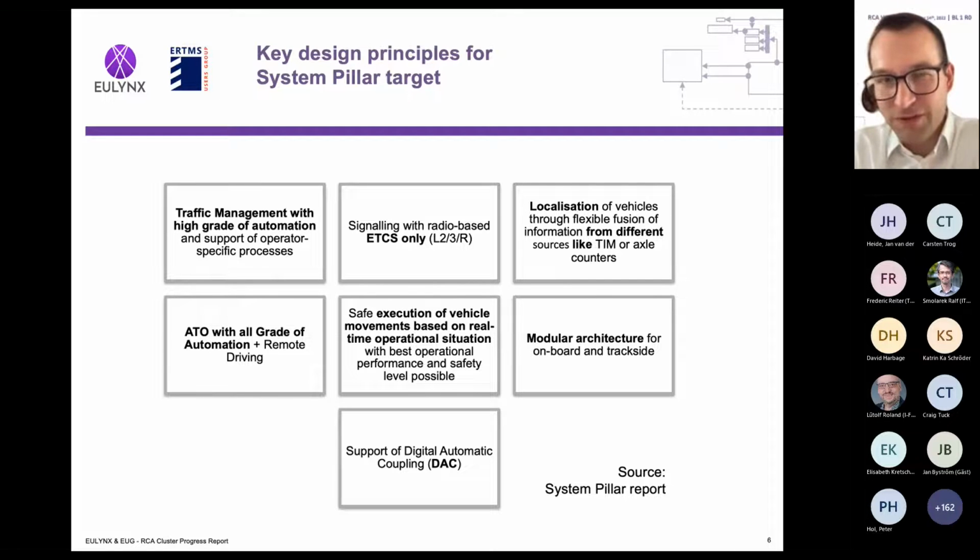And when you look at this, I think you can clearly see from all of the tests being presented before that this is quite in line with what the aim of RCA was. So I think you can find all of those principles also in RCA, except for the DAC. DAC wasn't really in focus for the RCA, but it's of course welcome as a means to establish the train rear end. But we can see that this lives on in the system pillar.